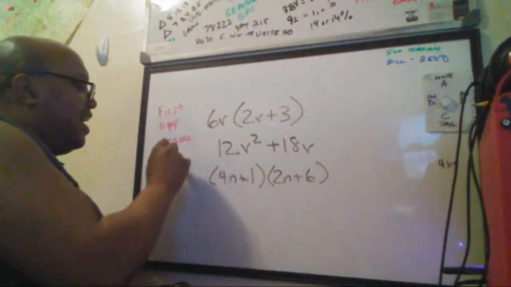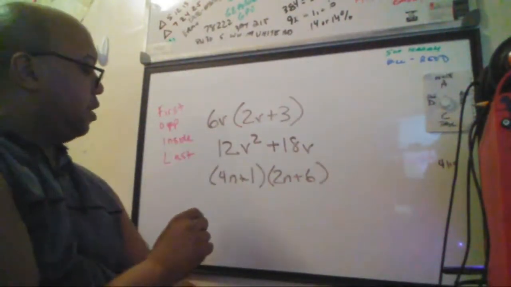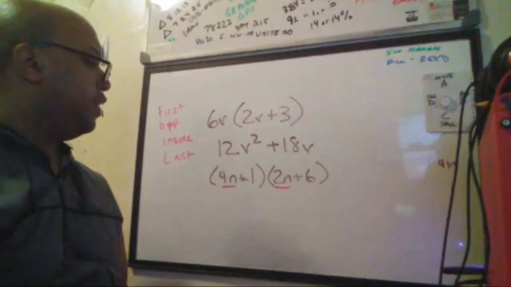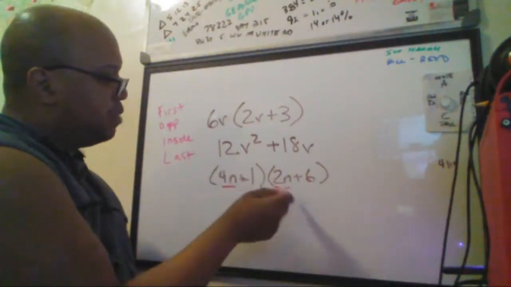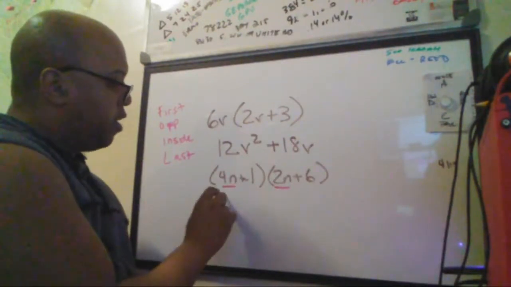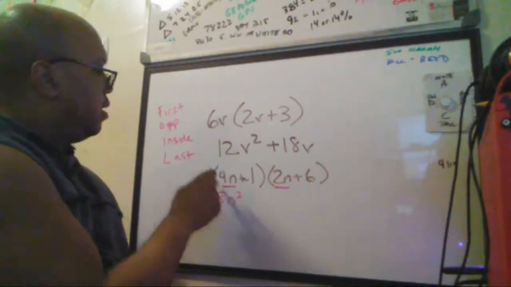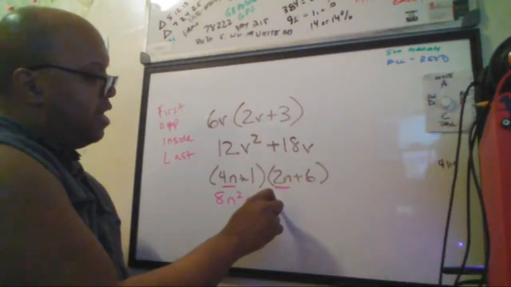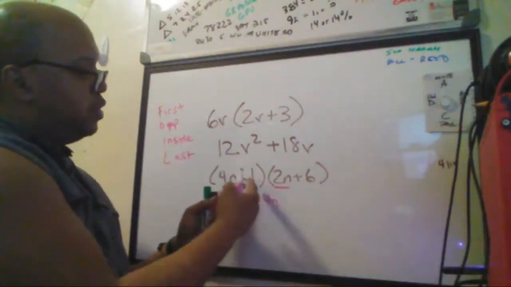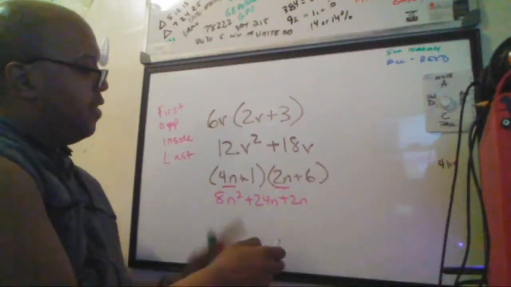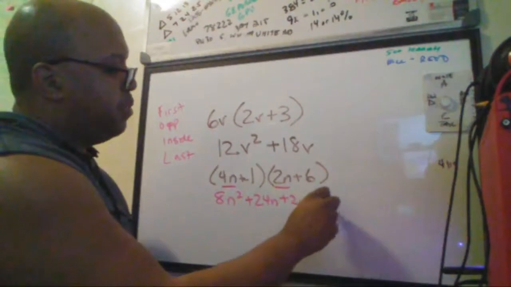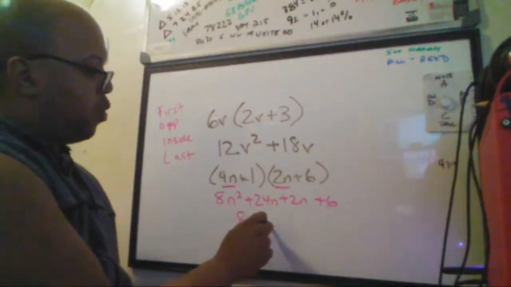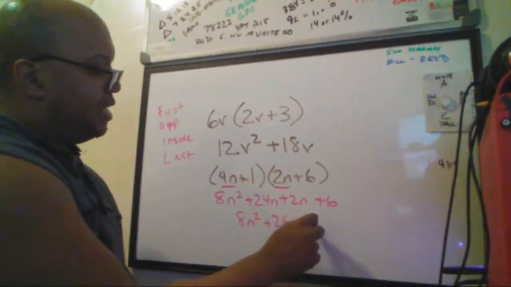Inside. And then last. So the first two terms we're going to multiply with each other, and that will give us 8n squared, because 4n times 2n, 4 times 2 is 8, n times n is n squared. So 8n squared. Now the opposite terms, which is 4n and 6, which would be 24n, then the inside, which is 1 times 2n, which would just be 2n, and then the last two terms, 1 and 6, which would be positive 6. Now we have to combine like terms in this situation. So our final answer is going to be 8n squared plus 26n plus 6.